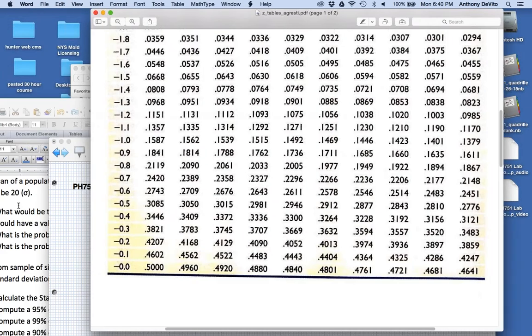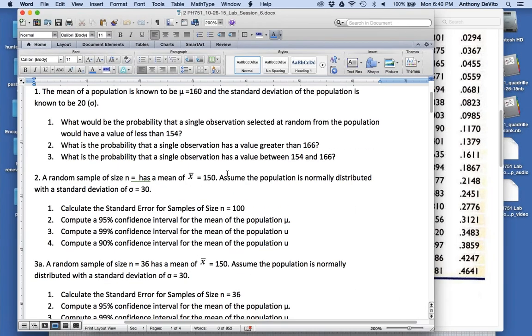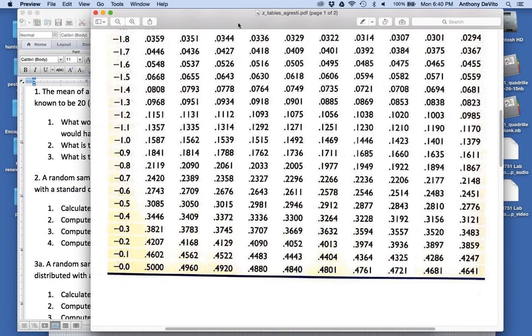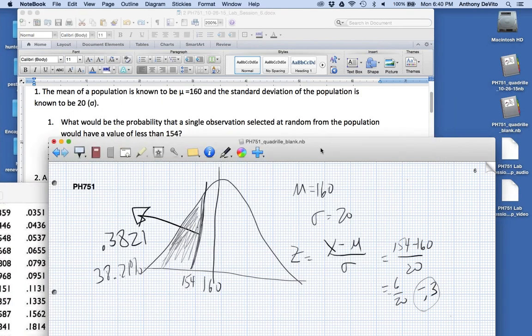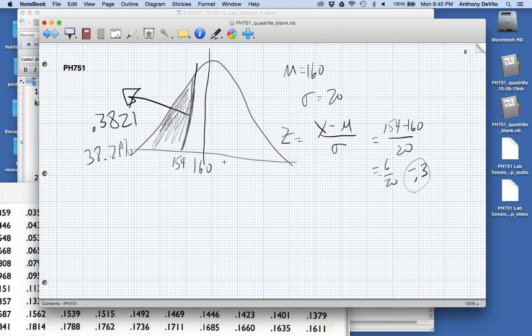Nothing new there. Okay, let's go back and take a look at the next part of this. What is the probability a single observation has a value greater than 166? Same deal, right? Even without doing the math, what do you see immediately? You see immediately that that's 6 more than the mean, so it's going to be over here. So that's going to be a z-score of plus 0.3. And we know that this is going to wind up being the same area as this area is.